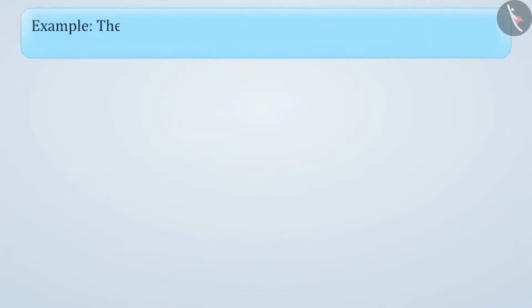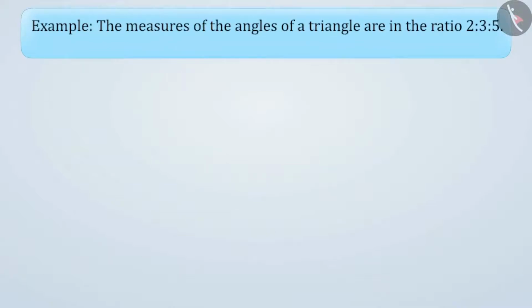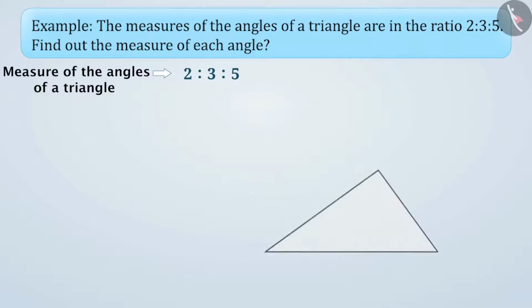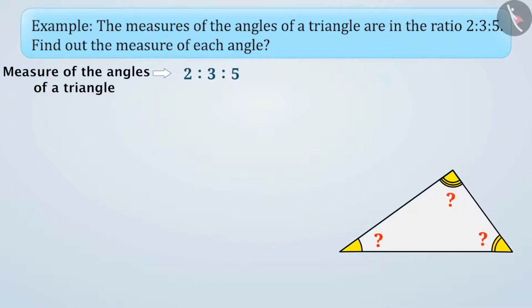The measures of the angles of a triangle are in the ratio of 2:3:5. Find out the measure of each angle. We are given that the measures of the angles of a triangle are in the ratio of 2:3:5. From ratio, we are not able to know the exact measure. Like here, from this ratio we do not know the exact value of the measure of the angle.